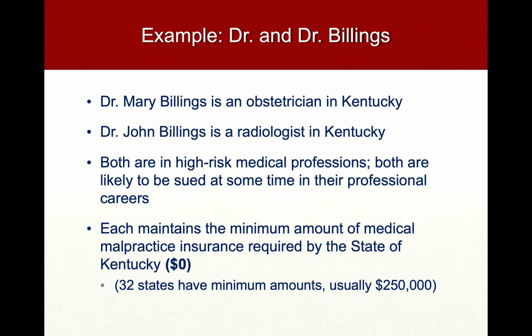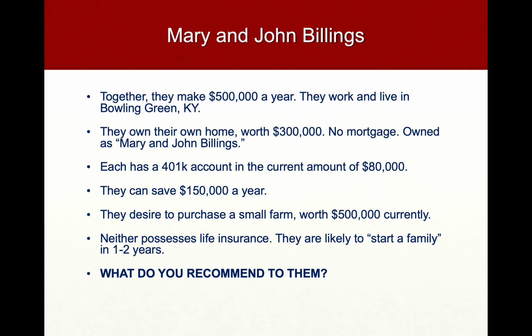Each of them maintains the minimum amount of malpractice insurance required by the state that they live in. In some states, it's $125,000 or $250,000. Most states, 32 of them, have a $250,000 limit. But even that $250,000 of malpractice insurance might cost them $50,000 to $100,000 a year in terms of malpractice premiums. The state of Kentucky does not require a minimum amount. So, because of the high cost of malpractice insurance, they might decide, I'm not going to do it. They're not going to have malpractice insurance.